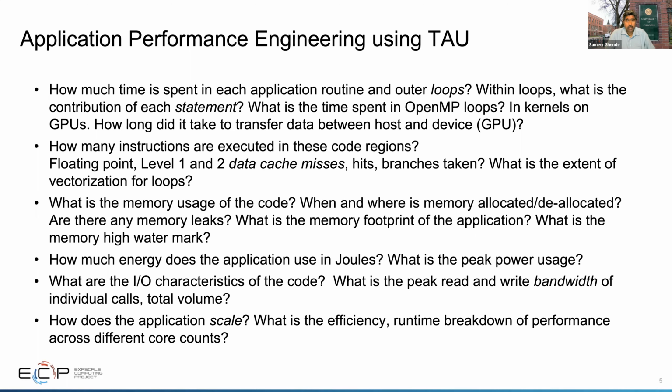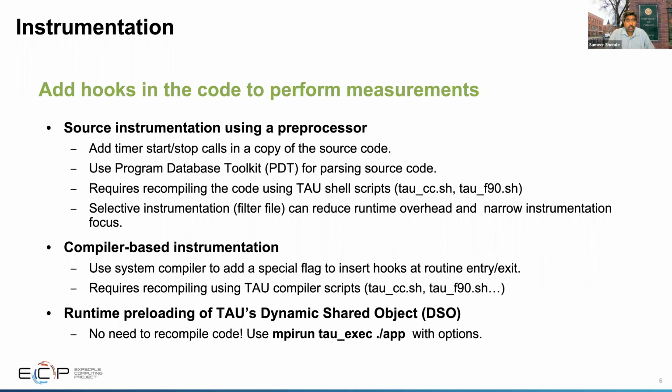Instead of time, you can also see hardware performance counter data from tools such as PAPI and LIKWID. It can show you the memory usage. It can show you the memory footprint of the application, energy usage, I/O characteristics, peak read and write bandwidth, and volume of data on a per file basis, even how the application scales, the efficiency, runtime breakdown of performance across multiple cores. To do this, you must have hooks in the code that perform the measurements.